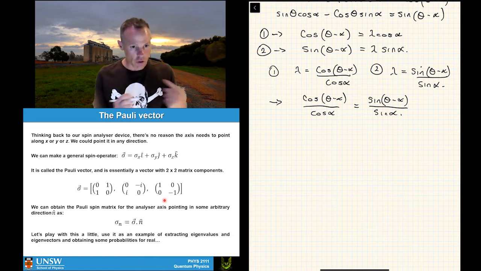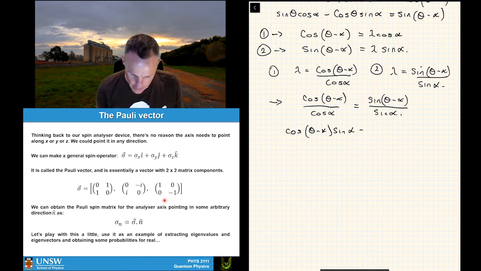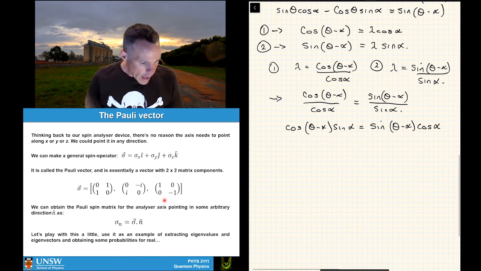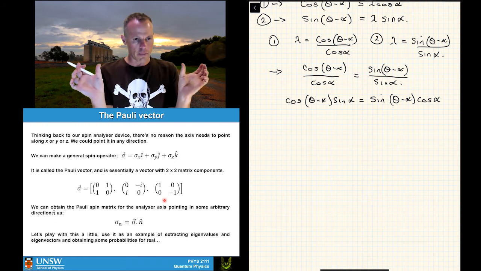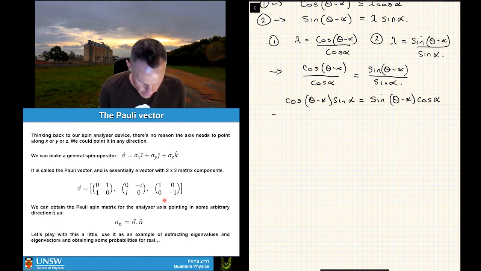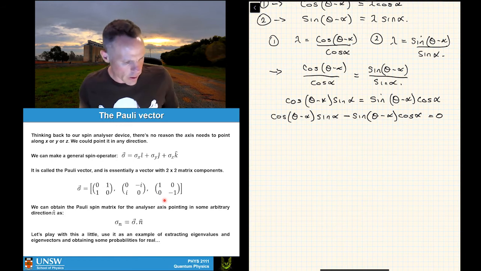Okay, so at this point we'd cross multiply. So let's do that. Cos of theta minus alpha sine alpha is equal to sine of theta minus alpha cos alpha. And then we can take one of the terms from one side over to the other so that we can make this thing equal to 0. So cos of theta minus alpha sine alpha minus sine of theta minus alpha cos alpha would be equal to 0.